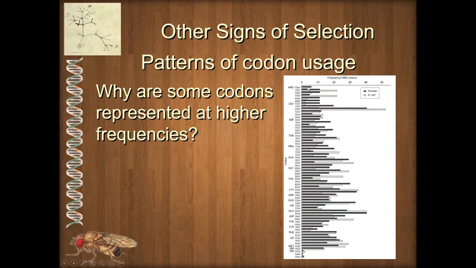But basically what we're looking at is some bias. So threonine, which has 4 codons, we would expect each codon to be roughly there at 25%, right? So we would expect to see this 25% level.